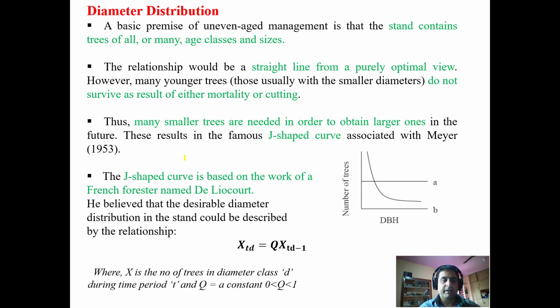Welcome back. Now we'll talk about diameter distribution. We know that diameter distribution is closely associated with a normal forest. A normal forest is supposed to have a normal series of age gradations. Now, how are we going to assess the diameter distribution? In which diameter class do we have how many stems?